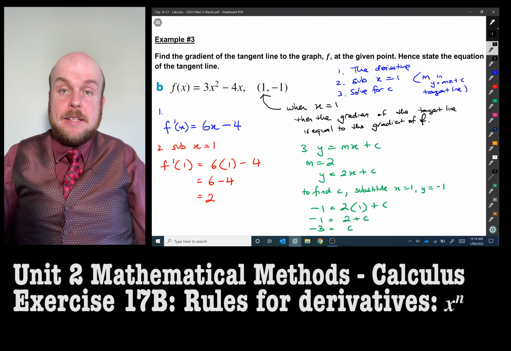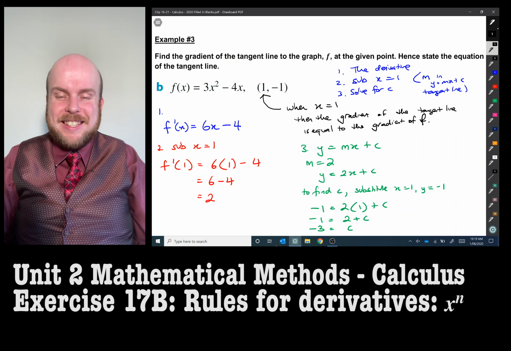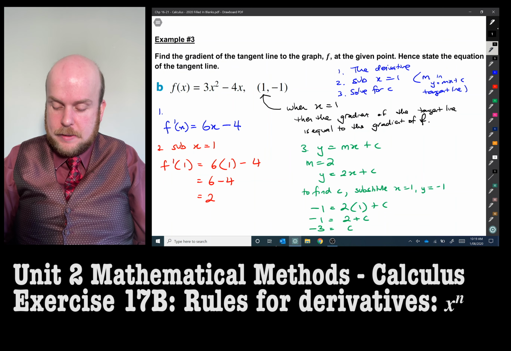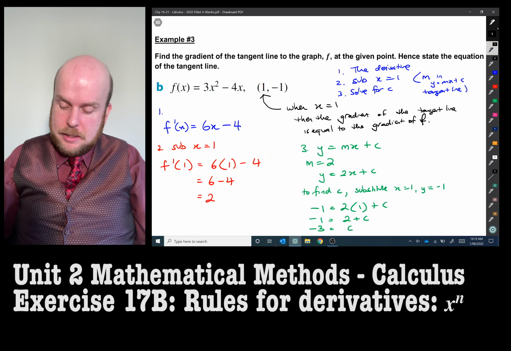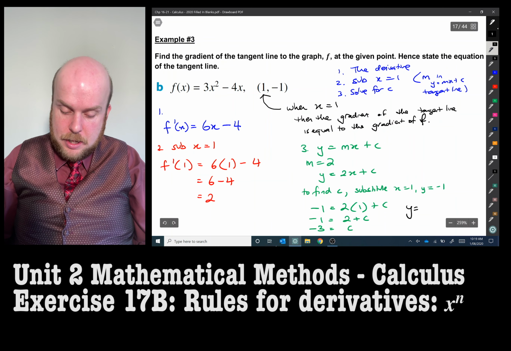So we substituted x equals 1. That gets us negative 1 is equal to 2 plus c. We minus 2 on both sides, and we get negative 3 is equal to c. Therefore, the equation of the tangent line is y equals 2x minus 3.